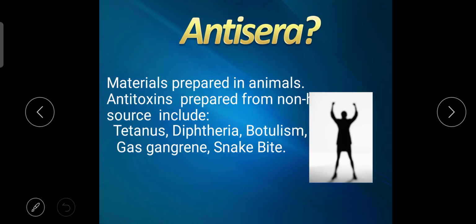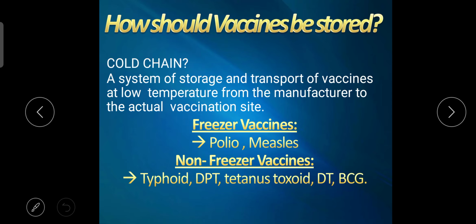How should the vaccines be stored in the PHC? In that, first is the cold chain facility. So what is cold chain? It is a system of storage and transport of vaccine at low temperature from the manufacturer to the actual vaccination site. So it is a process where after the preparation of the vaccine, they will store and transfer it to the site where the actual vaccination is happening.